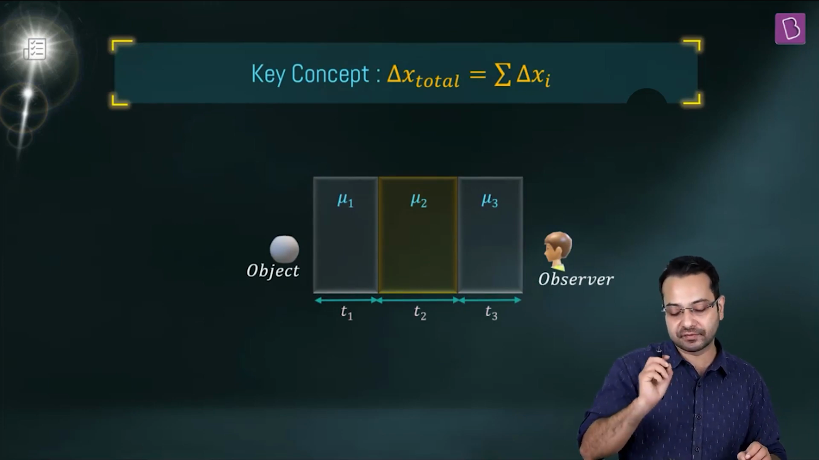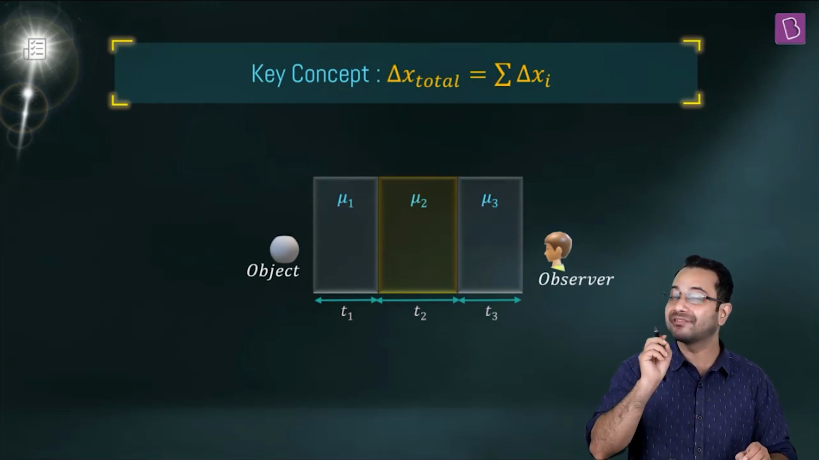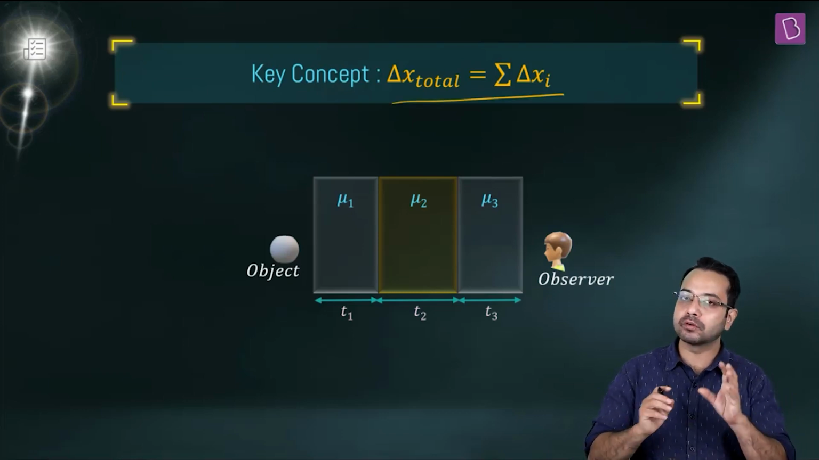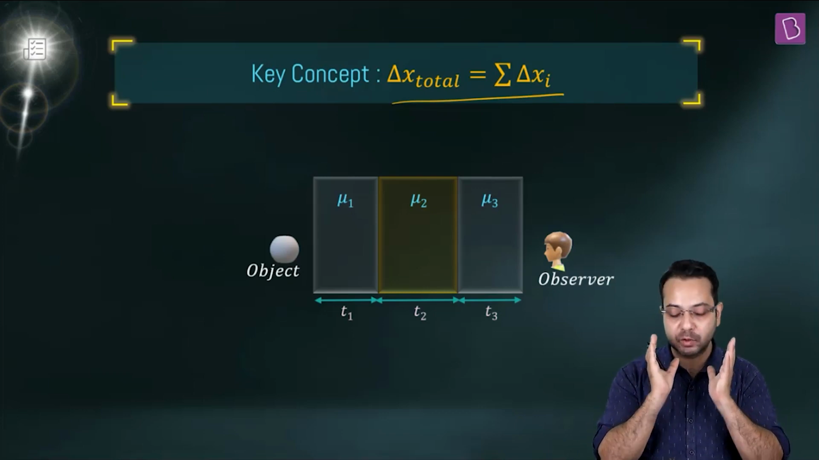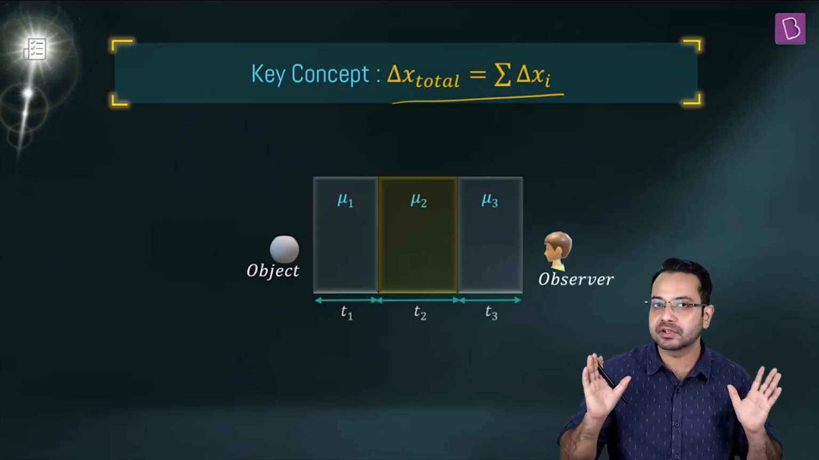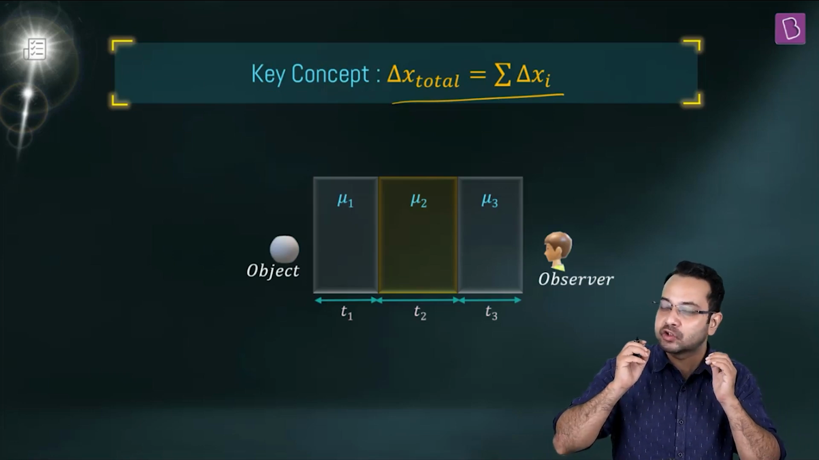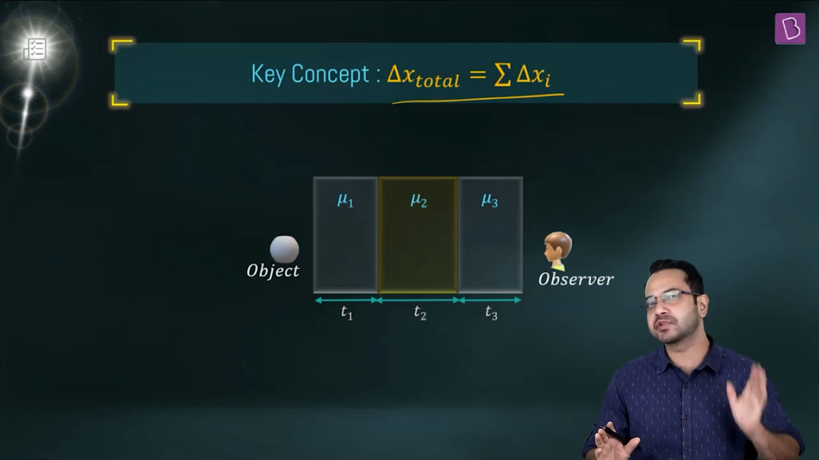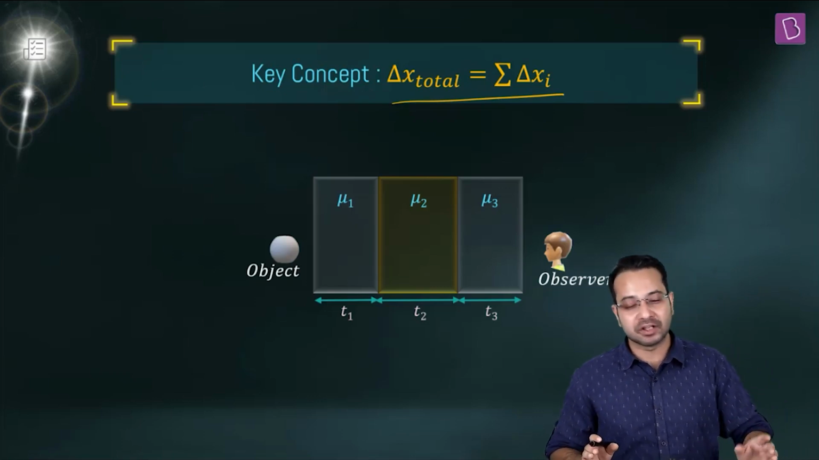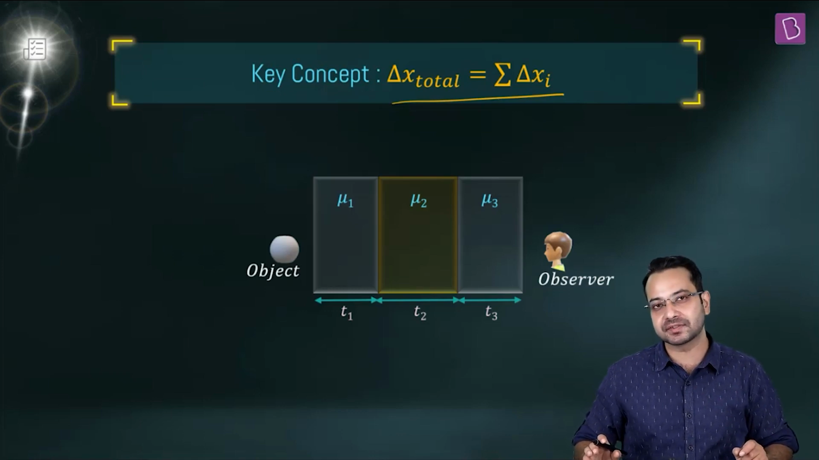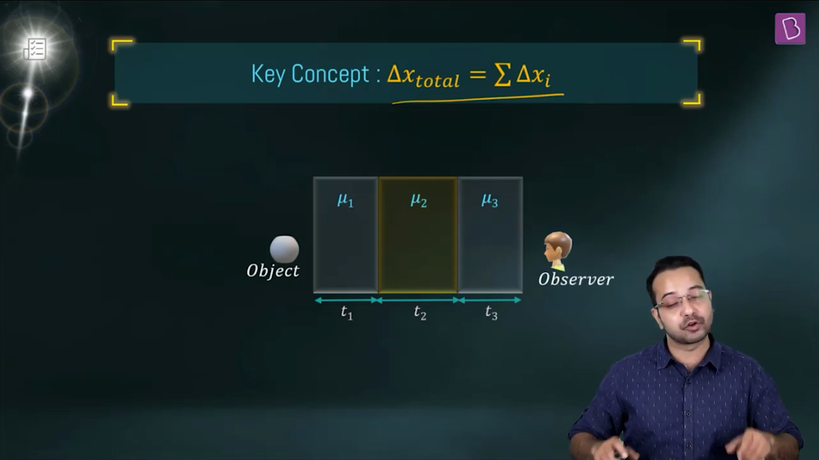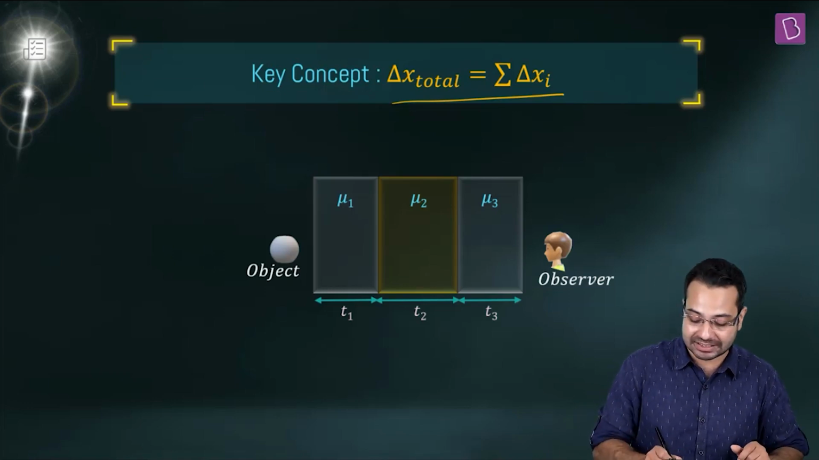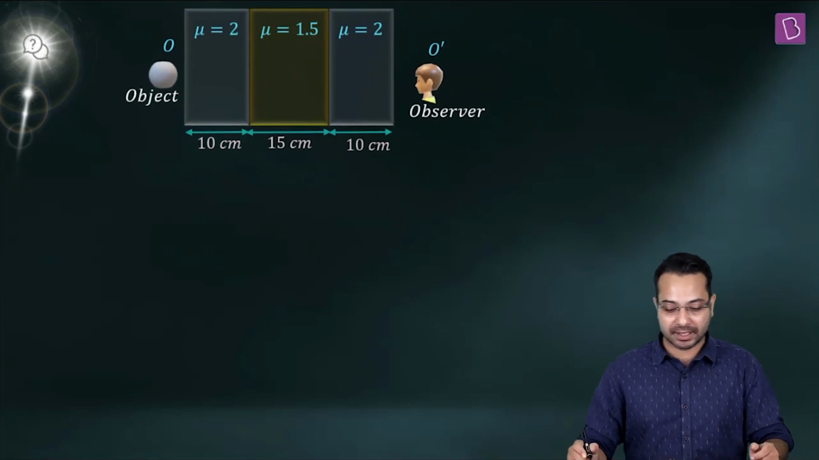So the key concept involved here is that the total shift is going to be the summation of individual shifts. What do I mean? Let's assume there was only a glass slab with refractive index mu1 and thickness t1. So there will be some shift. Again, assuming that there is only one slab mu2 with thickness t2, there will be some shift, and similarly for the third slab. Now if we calculate these individual shifts and add them together, we are going to get the net shift. That is the key concept involved over here. So let's try and apply that.